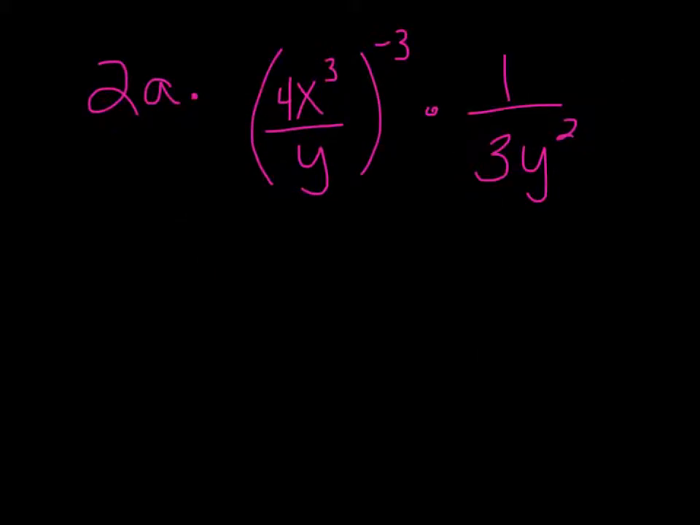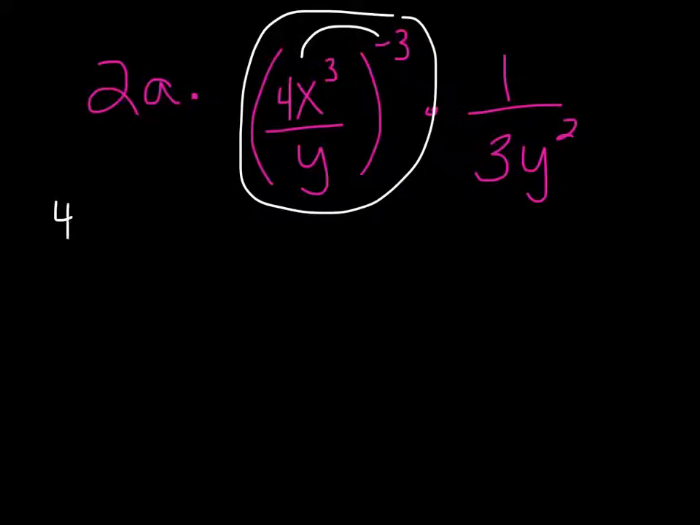Okay, on this problem, we are going to have to simplify a couple of times. So I'm going to start on this first part by taking care of this negative 3. I'm going to distribute that to all parts. So I have 4 to the negative 3. Multiply my power on x. So I have x to the negative 9, over y to the negative 3.